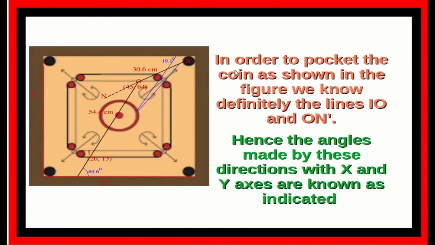In order to pocket the coin as shown in the figure, we know definitely the lines IO and ON prime. These are known because we place the striker at a known position and the final destination point of the coin is also known. So the current location of the coin also is known. Therefore, these two lines are well defined. Hence, the angles made by these directions with our x and y axes are known as indicated. So we have x and y axis, and the corresponding angles are shown here.